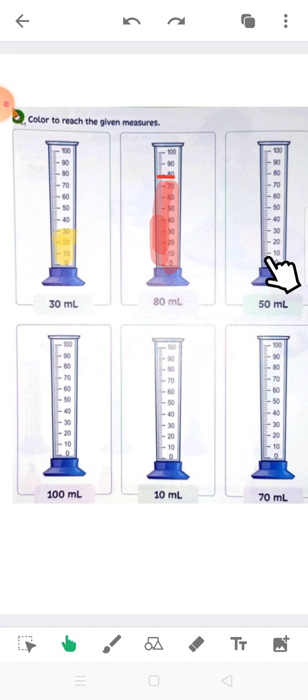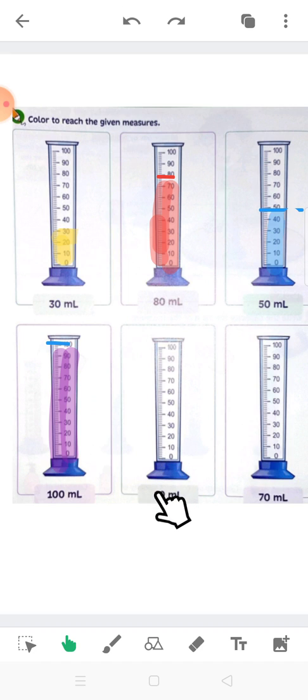Here we have 50. So it's 10, 20, 30, 40, 50. We'll color until 50. Okay, here we will color the whole cylinder until we reach 100. Like this, we will color it.